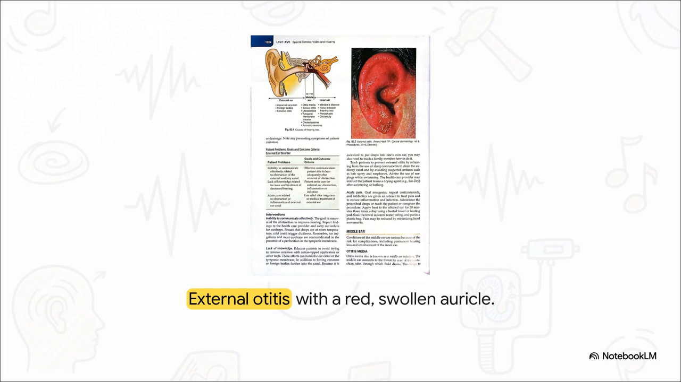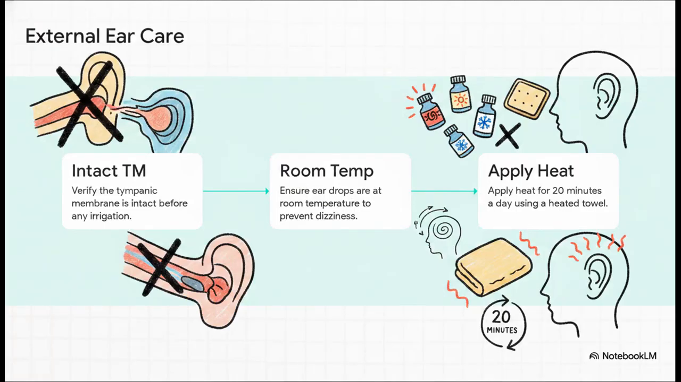The hallmark sign of external otitis is pain that aggressively increases when the auricle is pulled. Seriously, if you've got a patient who winces just from you touching the outside of their ear, you are likely dealing with an external canal issue, not a middle ear infection. So when we treat these external issues, we've got to be extremely careful.